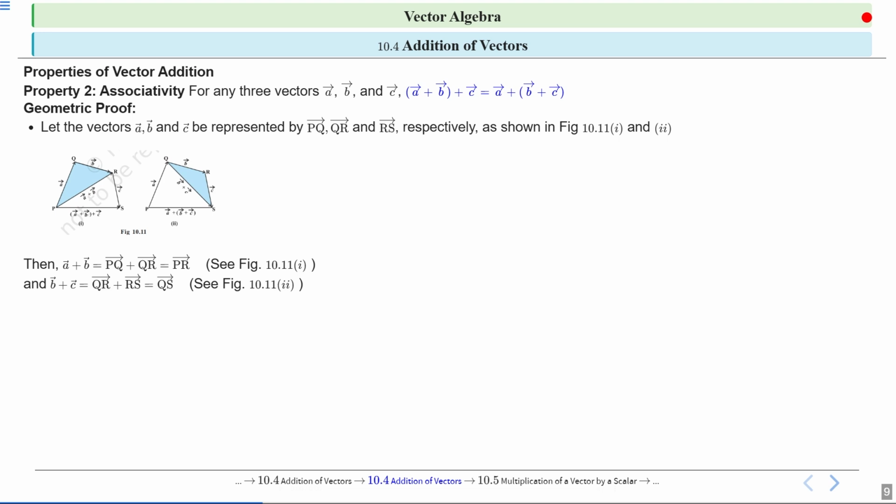Next, we add vectors b vector and c vector. The sum b vector plus c vector is represented by the segment QS vector, which results from adding segments QR and RS. This is depicted in the second diagram. Now, let's consider the sum a vector plus b vector plus c vector. This is represented by the segment PS, which is the resultant of adding PR and RS, right?